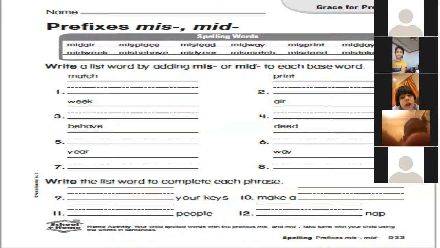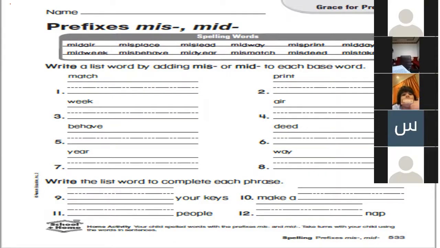Unmute yourself. Turn, honey, okay? Follow the turn. And the first one is Abdullah. Abdullah, do you hear me?